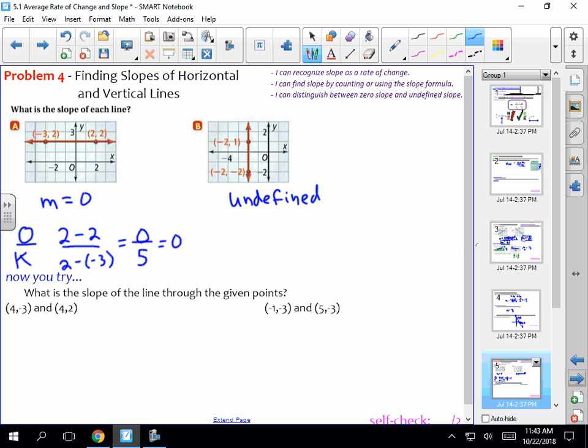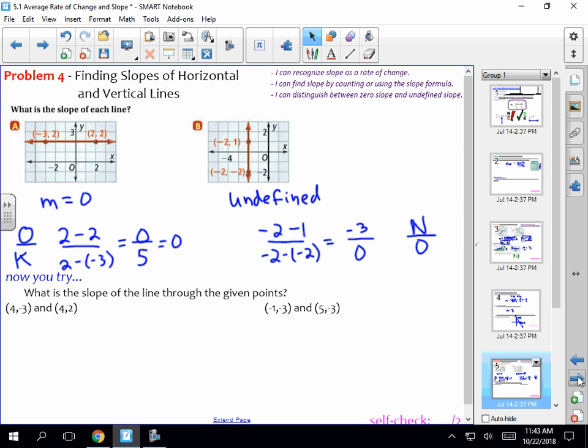When I calculate negative 2 minus 1 over negative 2 minus negative 2, I get a number, negative 3 over 0. And this is not okay. That's the no. That was the exclamation point. So undefined slope, I'd like you to be at a point where when you see a horizontal line, you just know the slope is 0.